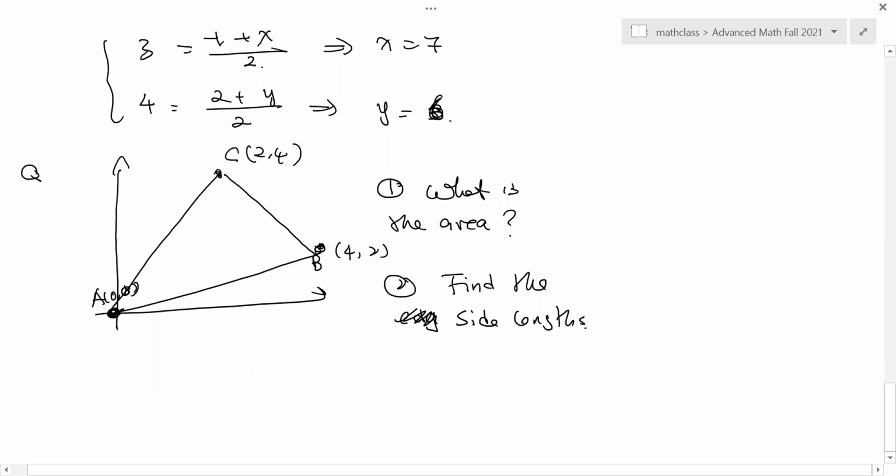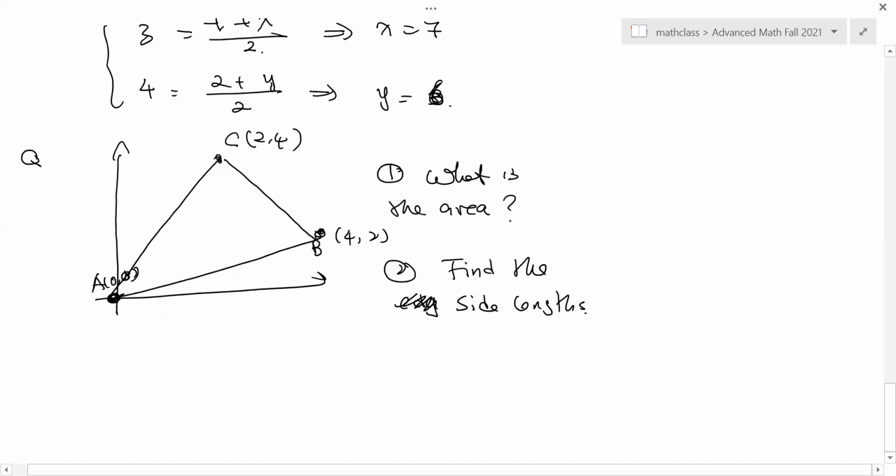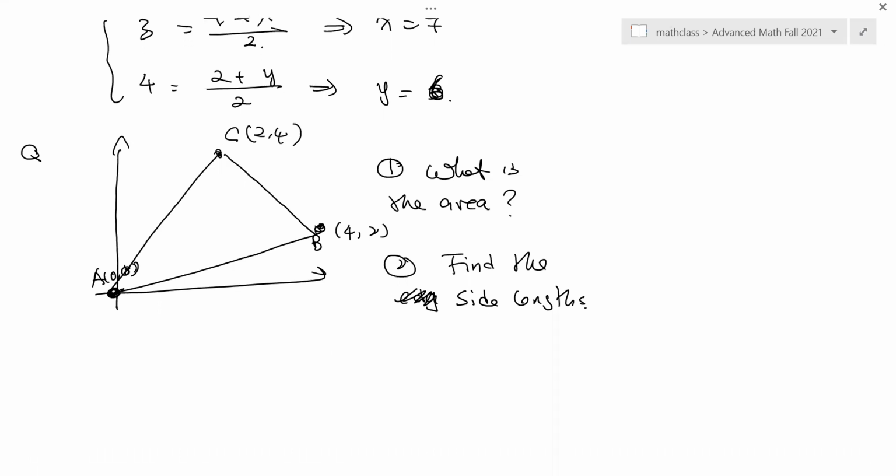Okay, let's do this problem. How do you find the area? By definition, we have a very simple formula: base times height divided by 2. But it's harder to find the base, and harder to find the height. Maybe I'll try to find the side lengths first.